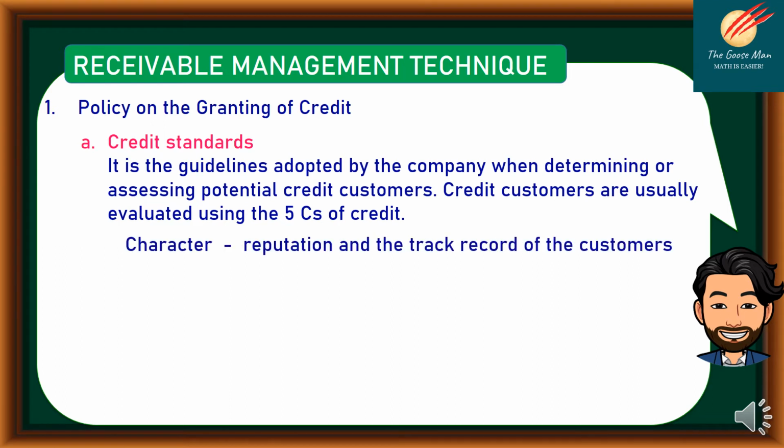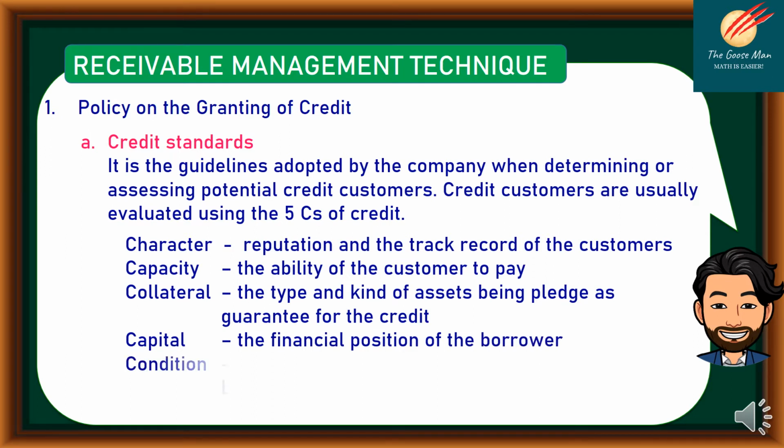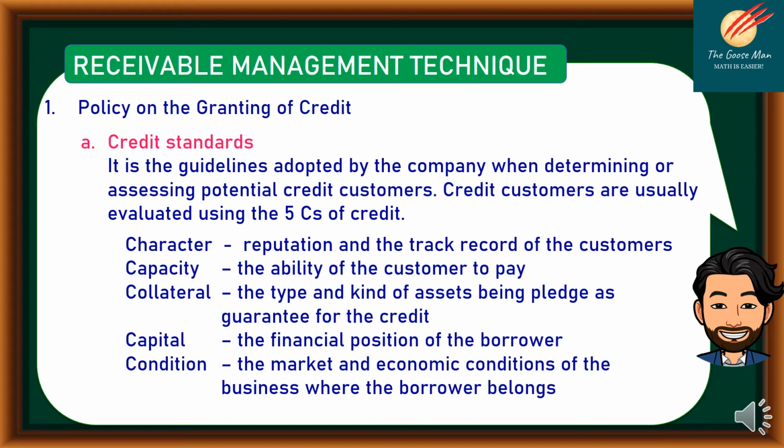The first of which is the character. It means the reputation and the track record of the customers. Then we have the capacity. This is the ability of the customer to pay. Then we have the collateral. It is the type and kind of assets being pledged as guarantee for the credit. Usually, this is the land title or, of course, ownership of building. Then we have the capital. This is the financial position of the borrower. And finally, the condition, which means the market and economic conditions of the business where the borrower belongs.